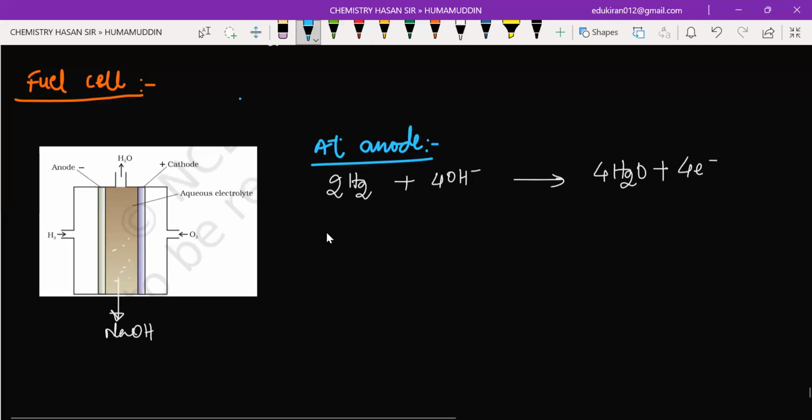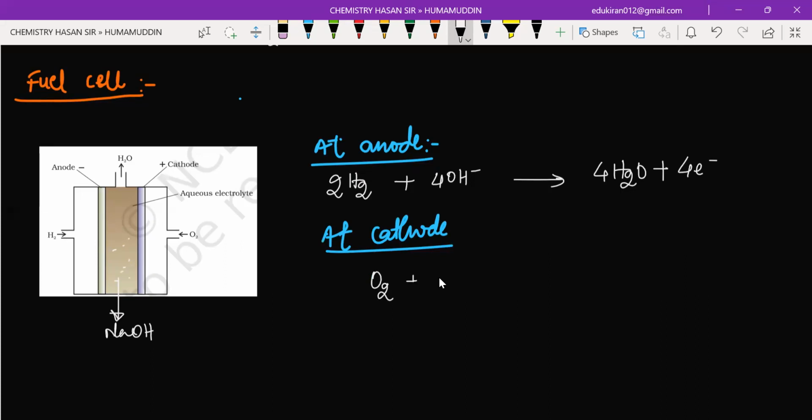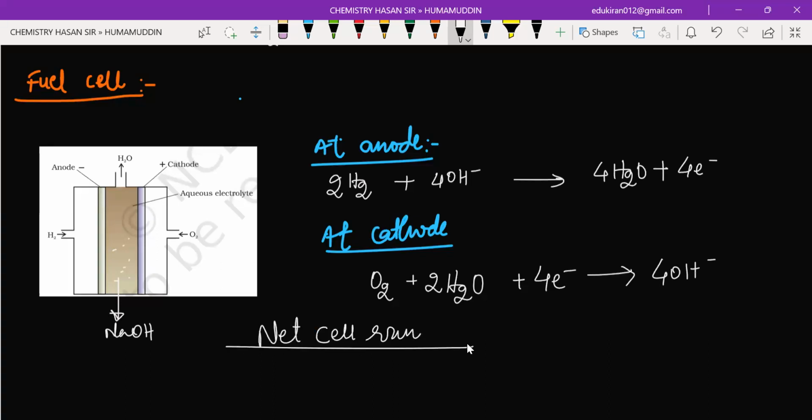Now at cathode you can see O2 reacts with 2H2O, gains 4 electrons that are lost at anode and converts itself into OH minus. So you can also write the net cell reaction. If you have got the half cell reactions, this and this, you can easily write the net cell reaction. Please do write it.